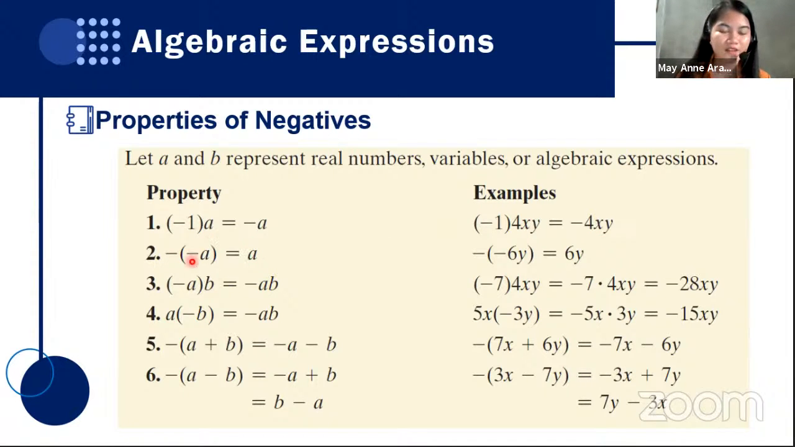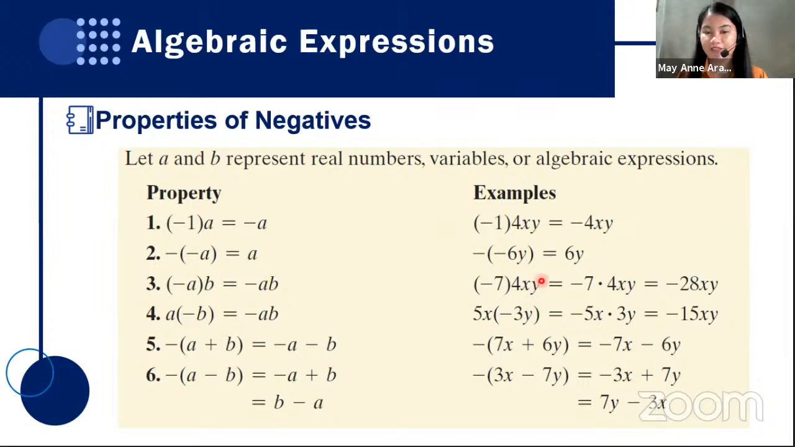And if we have a negative number inside the parentheses and we have a negative sign outside the parentheses, what will be the answer? It will become positive. For example, we have negative times negative 6y. Negative times negative is positive, so the answer is 6y. Here naman, negative a times b, we just multiply. Since they have different signs, the answer is negative.